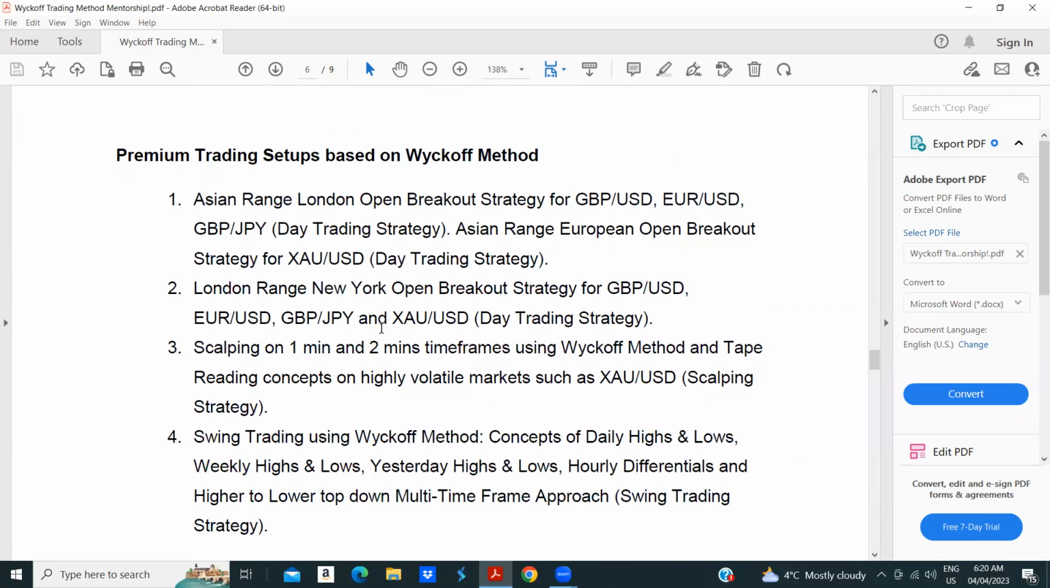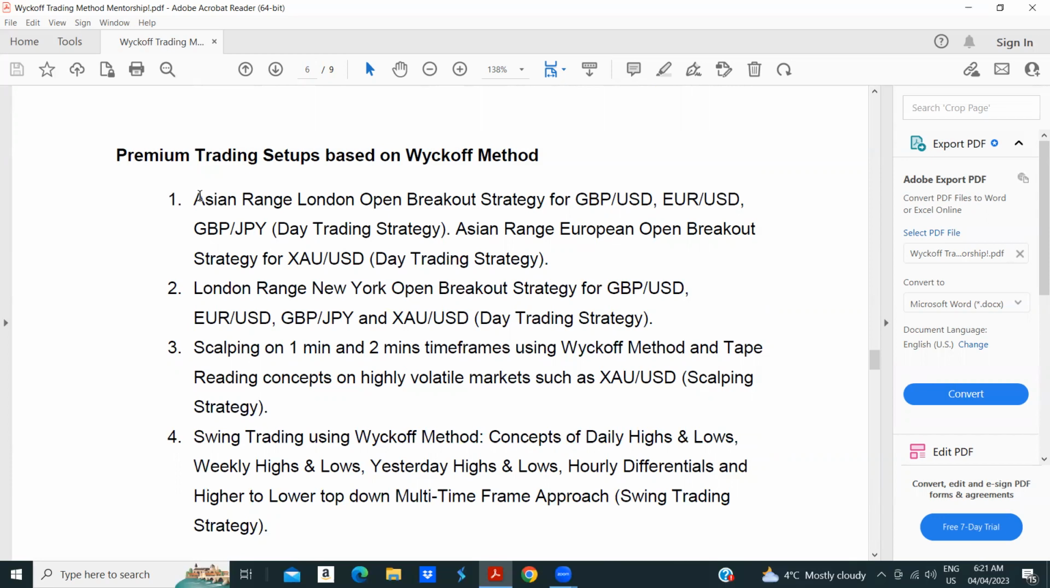And of course, we're going to develop our own unique strategies based on the Wyckoff knowledge and the Wyckoff method. And we're going to trade with them day in and day out. Okay, so there will be essentially 4 different strategies which we're going to develop.